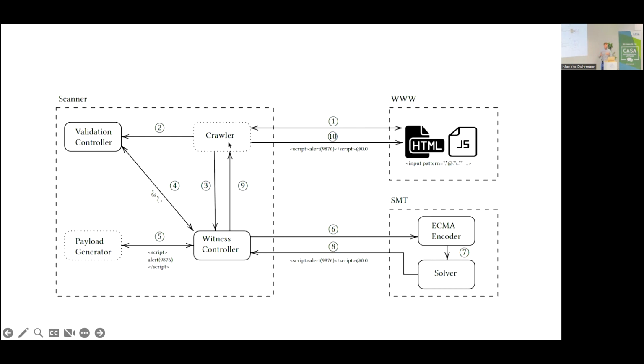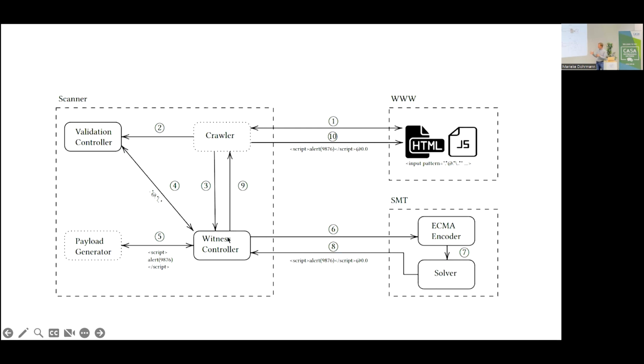The crawler tries to make sense of the input validation. If it's just a pattern, that's great, I can send it to the SMT solver right away. But it could be some JavaScript, or HTML5 restrictions on minimum or maximum on data. So we essentially combine the constraints that arise from these, and after we filter them, we present them to the witness controller.